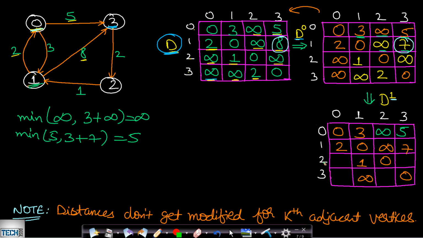Now let us see the next part, which is from 2 to 0. So 2 to 0 already present distance is infinity. Now this will be minimum of infinity comma. Now we are finding from 2 to 0 via this 1. So this will be from 2 to 1 and then from 1 to 0. So 2 to 1 distance is 1 and then from 1 to 0 the distance is 2. So this will come out to be 3. Therefore we will write 3 here.